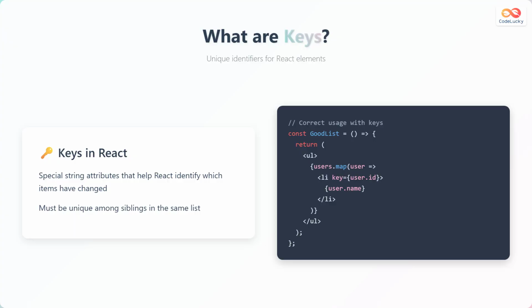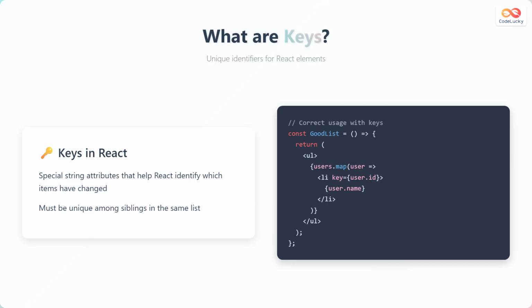So, what exactly are keys in React and why are they so important? Keys are special string attributes that you need to include when creating lists of elements in React. They serve as unique identifiers for each element, helping React determine which items have changed, been added, or been removed. Keys must be unique among siblings within the same list.